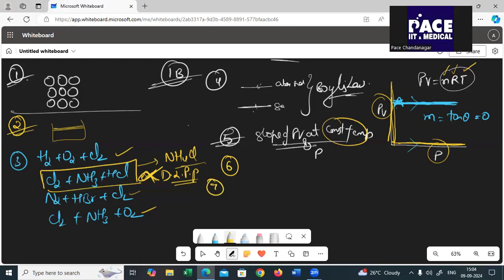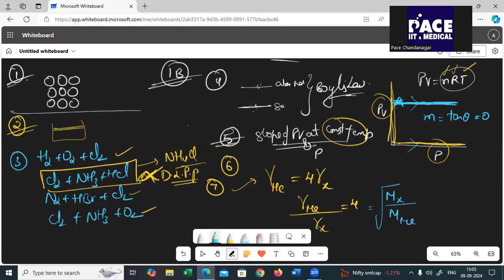Next, number 7, helium gas diffuses 4 times faster than gas X, which means gamma of helium is 4 times gamma of some gas X. So I would write gamma of helium by gamma of X is 4. Find the molar mass. If gamma 1 by gamma 2 is equal to under root M2 by M1, so molar mass of X by molar mass of helium. So 16 is equal to, squaring on both sides, 16 is equal to molar mass by 4. 64 is the molar mass of X. Here I have 64 as my answer.